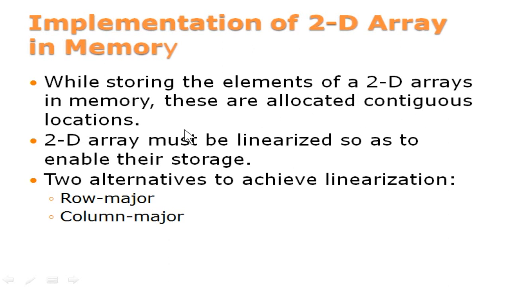So elements are stored in sequence order, maybe row wise or column wise. That's what it means. The 2D array must be linearized so as to enable the storage. So you have to make it. Normally when you say 2D array, you always think about a matrix, but it should be linearized to store the values. So you have two alternatives: row major or column major. Either you store row wise or column wise.